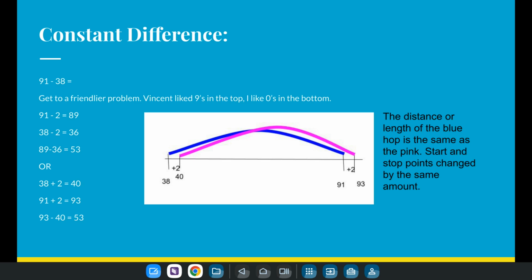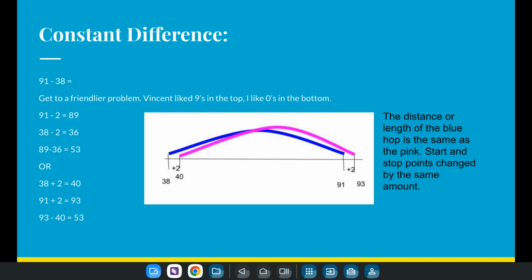The third way we're going to talk about subtracting is using what's called the constant difference. And the constant difference is going to give us a friendlier problem. So 91 minus 38 is tricky. There's borrowing involved, or regrouping is the correct mathematical term. And it can get really hairy.